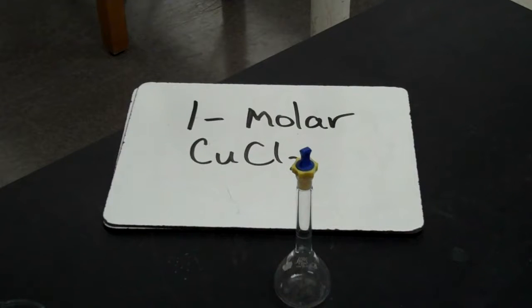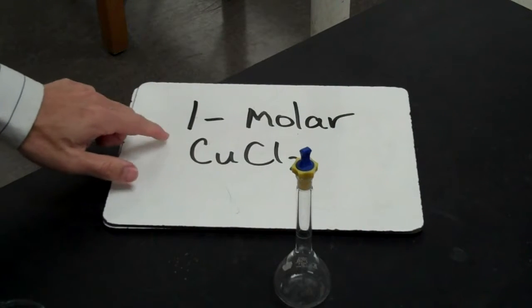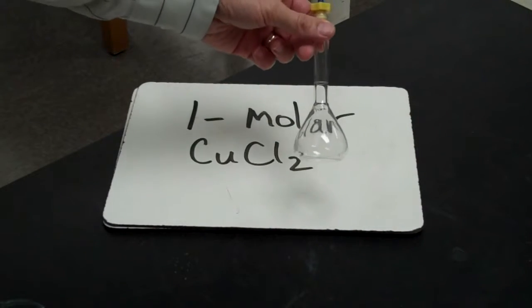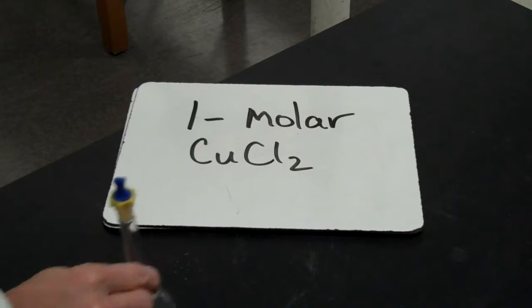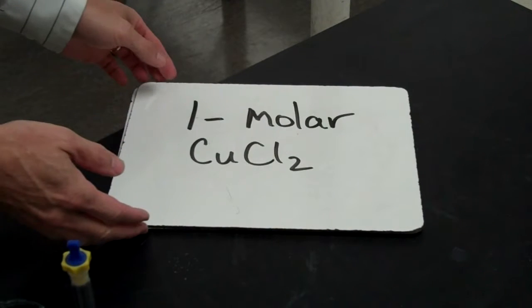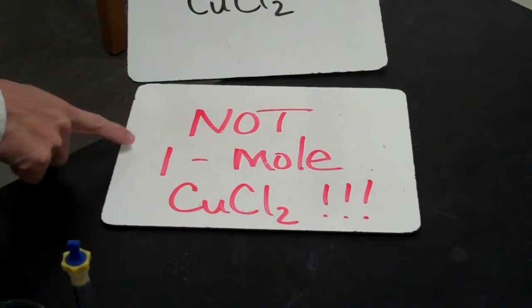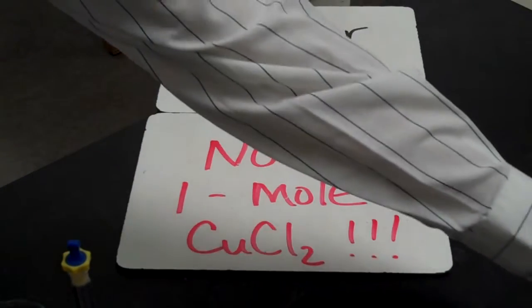This mini lesson is about molarity. I'm going to make a 1 molar solution of copper chloride, and I'm going to make it in this cute little flask here. The common misconception is that 1 molar means 1 mole. But it's not 1 mole of copper chloride. Let me show you why.